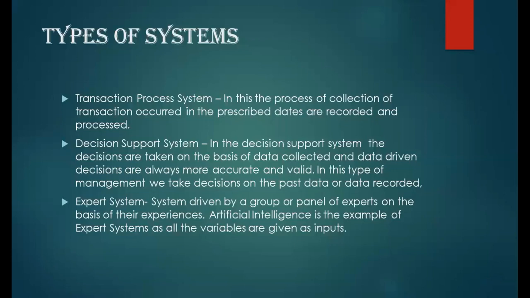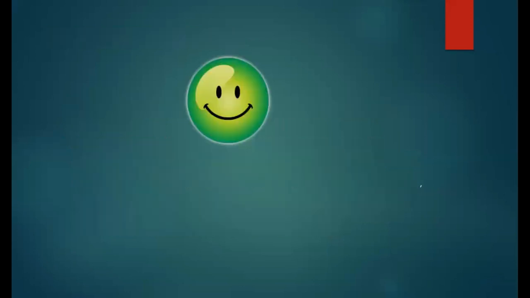So this was all about the theory of systems: what exactly systems are, what their characteristics are, how they are made, and what the types of systems are. This is the end of the topic for today's session, that is, unit 1.